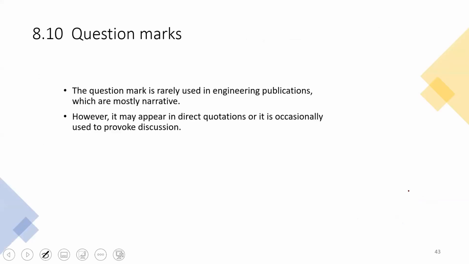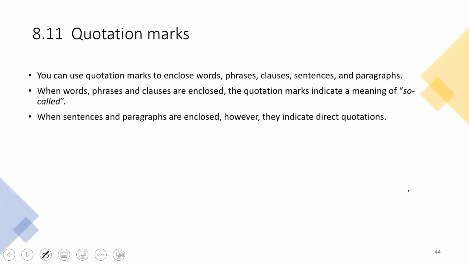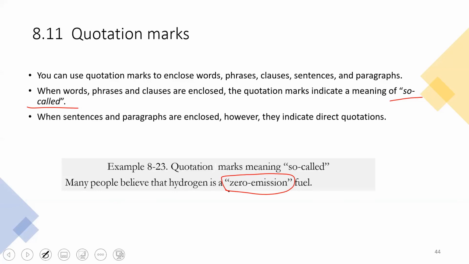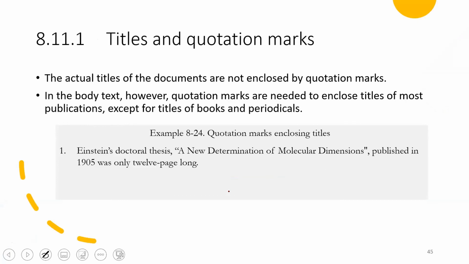Question mark, we can skip it because we don't use it a lot. Quotation mark, again, not very often. However, you got to be careful with the punctuation. Okay. Quotation mark sometimes is used for a meaning called so-called. Many people believe that hydrogen is a zero emission fuel. You put it into quotation marks to tell other people that it may not be the case. You also can use titles in quotation marks. For example, thesis, you can use that, or you can use italic font. We're going to talk about that in the formatting.